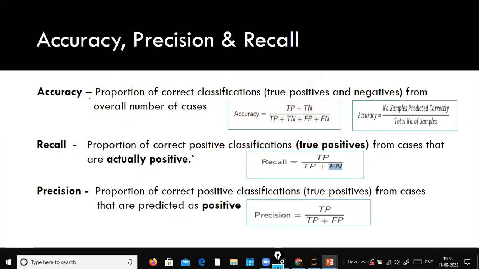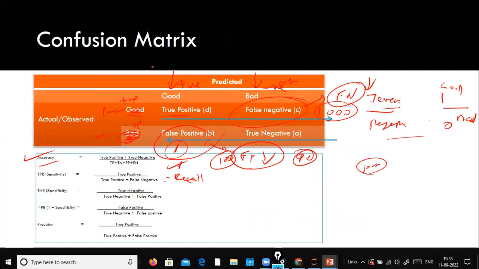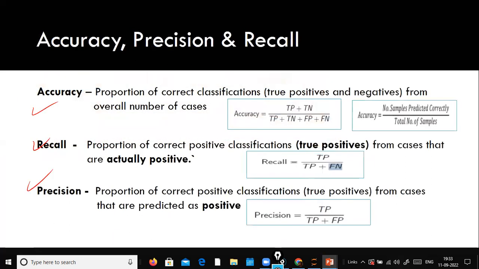Okay, and now the question is, do I have to use all these things? The basis for accuracy, recall, and precision is a confusion matrix. This is how you tell. So how did you get the value for accuracy? From the confusion matrix.